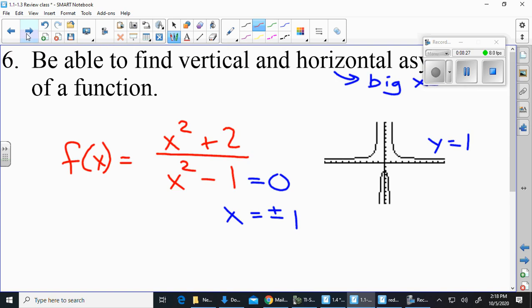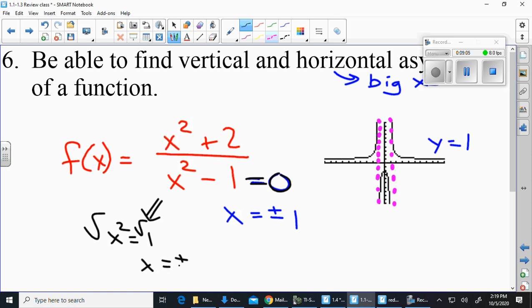Graph it. Vertical and horizontal asymptotes of a function. Remember, you put it in your calculator. You sort of think, hey, do I have any gaps? Do I have things that it's getting closer and closer to? You look and you should be able to say, hey, it's got some vertical. Vertical lines are x equals. How do you find those vertical asymptotes? Set the bottom equal to 0. If you solved that, you would add 1, you would square root it, and that's where I got plus or minus 1.